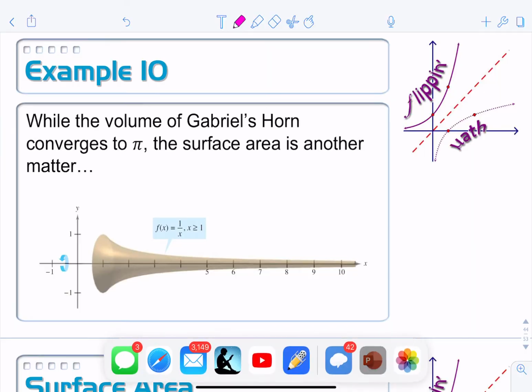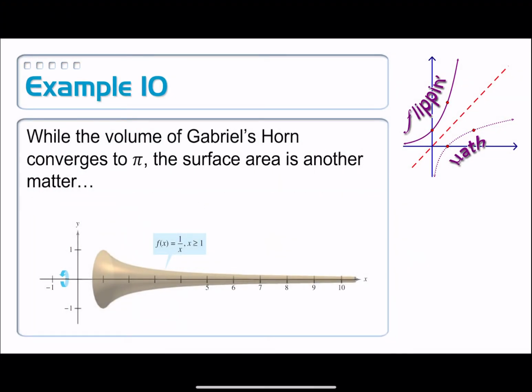Now the next thing is, I'll want to look at the surface area of this thing. Oh, let's go back to the PowerPoint. It looks a little bit better. Okay, so while the volume of Gabriel's horn converges to pi like we just showed, what about the surface area?